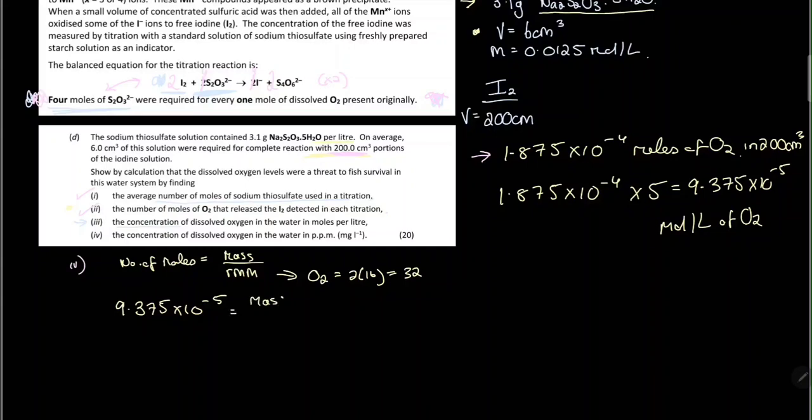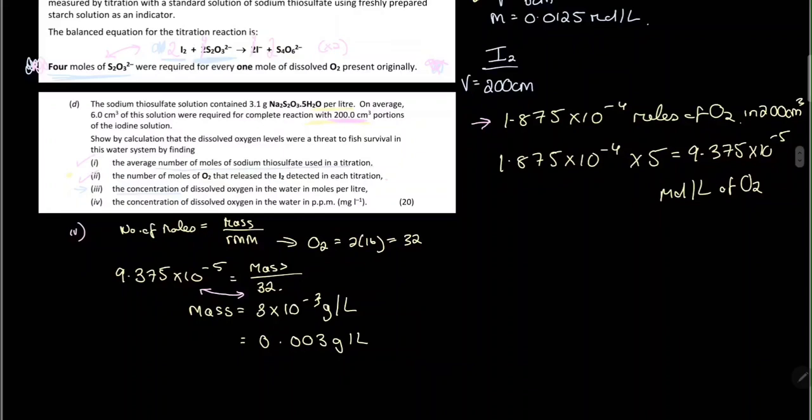We need to figure out the mass, and our relative molecular mass is 32. So moving that around, we can get the mass equals, just multiply these two numbers together, and we're going to get the mass then to be 3 by 10 to the minus 3 grams per litre. Or that looks like 0.003 grams per litre, if you don't want it in scientific notation.